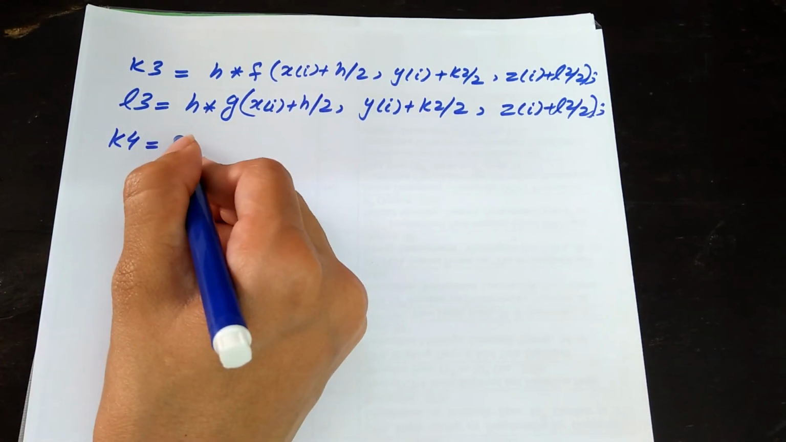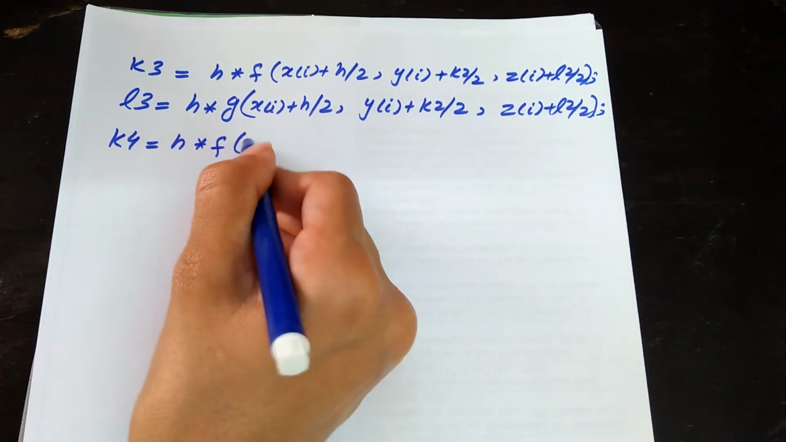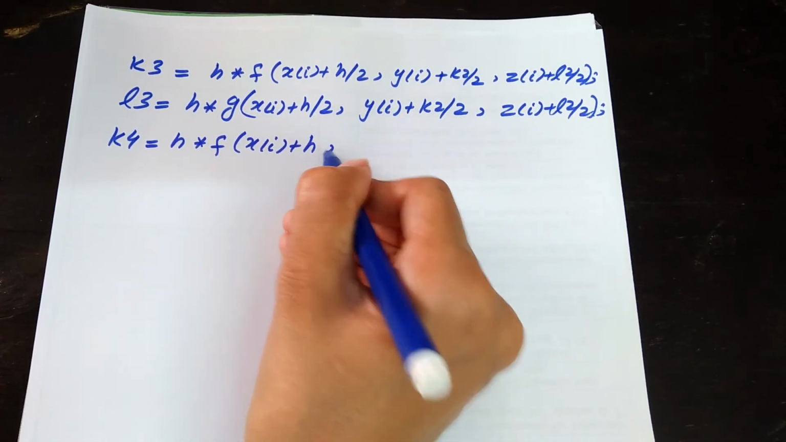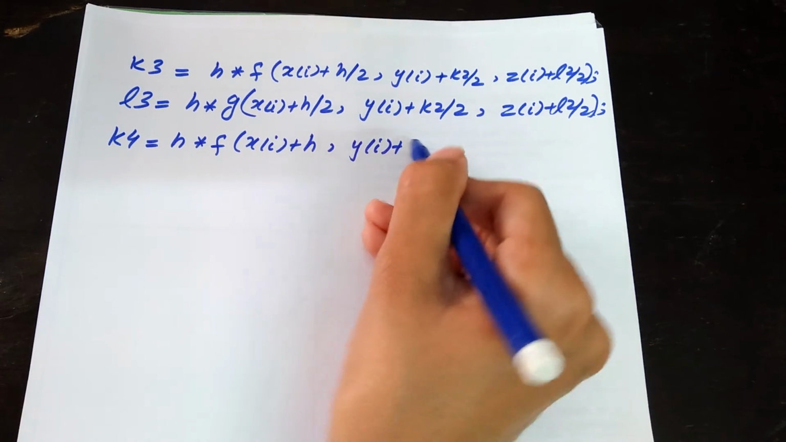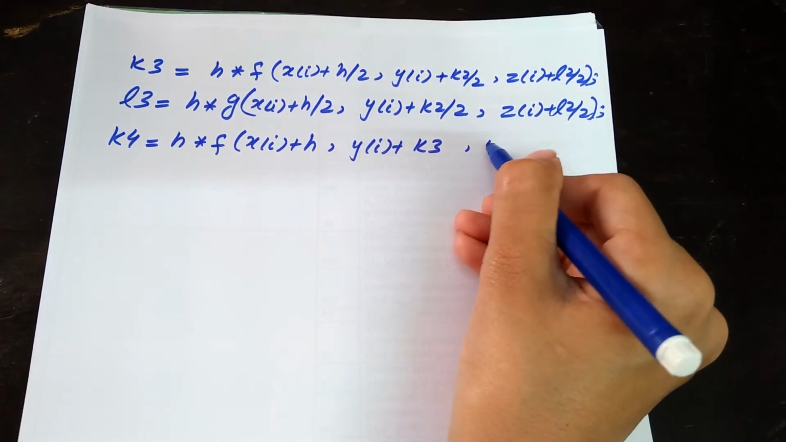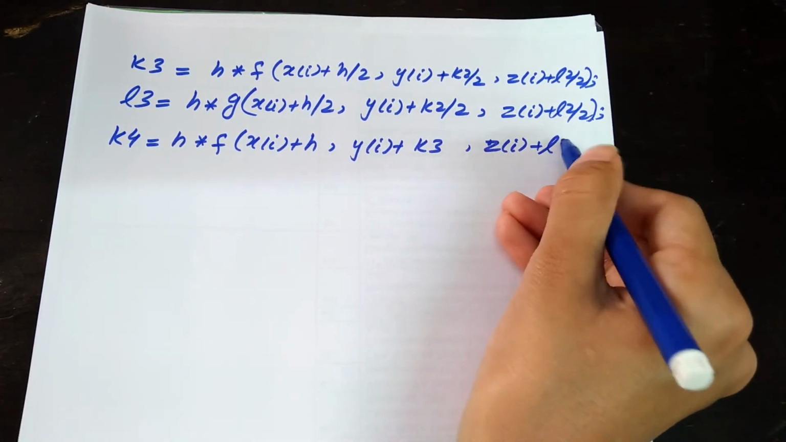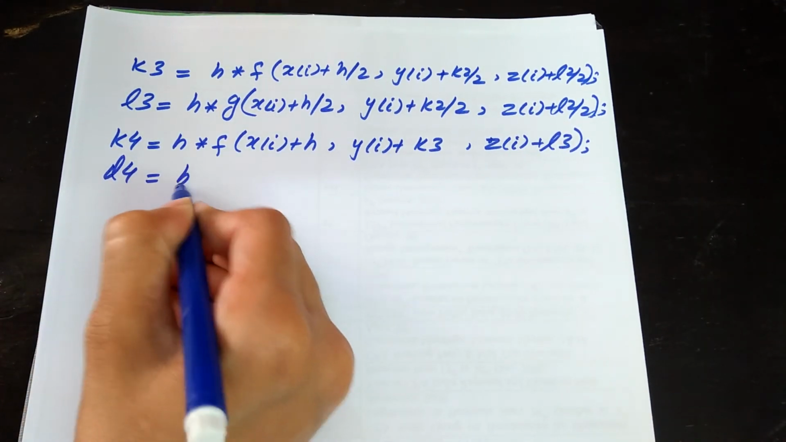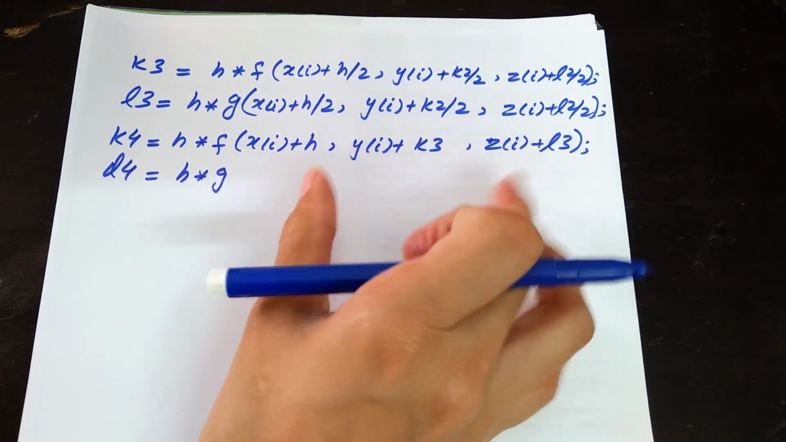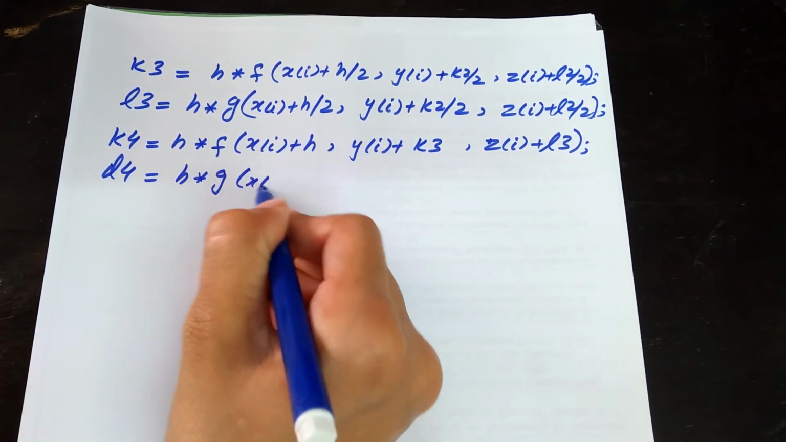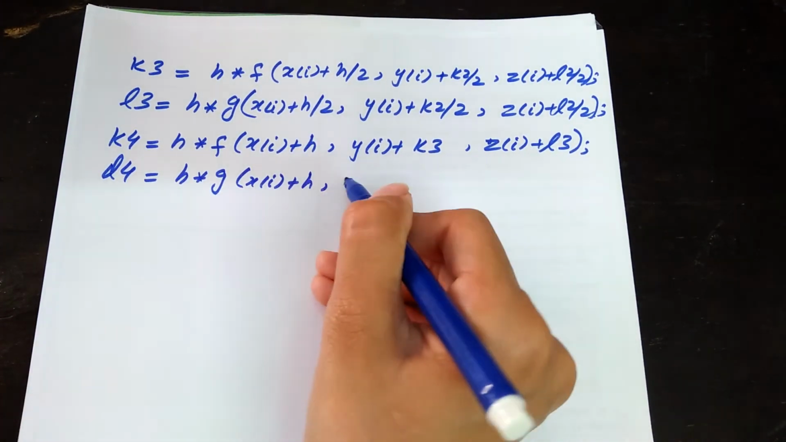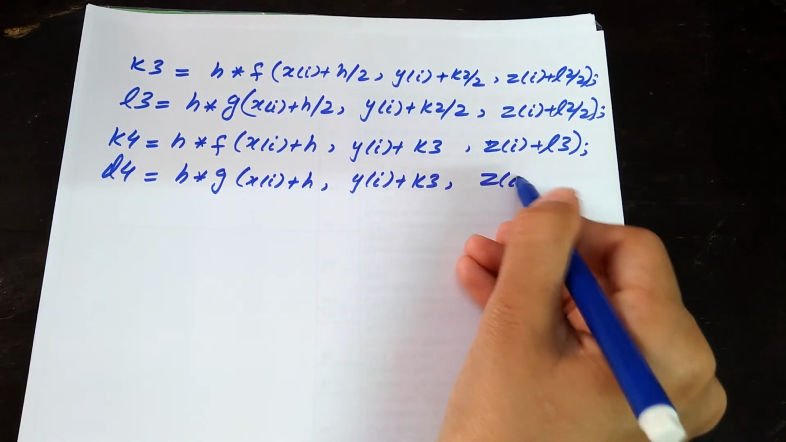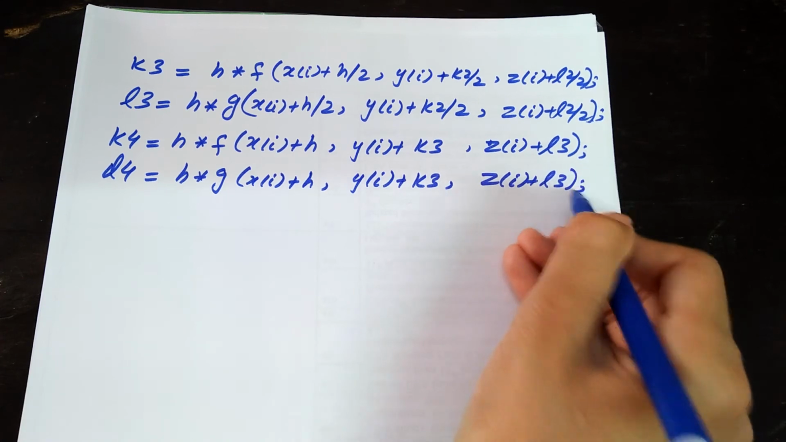Now k4. K4 will be h star f of x of i plus h, comma y of i plus k3, comma z of i plus L3. Now L4. L4 will be h star g of the same bracket: x of i plus h, y of i plus k3, z of i plus L3, like that.